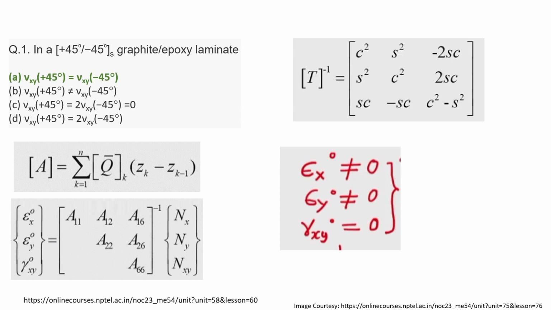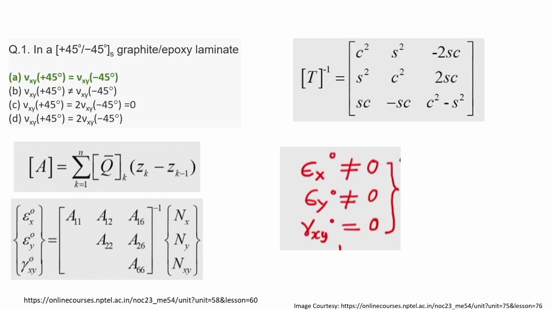Now, the first question is: in a plus 45 degree and minus 45 degree symmetric graphite epoxy laminate, which of the following options are correct? The options are whether mu xy for plus 45 degree is equal to that for minus 45 degree, or it is not equal to each other, or mu xy plus 45 degree is equal to 2 times mu xy minus 45 degree, or mu xy plus 45 degree is equal to mu xy minus 45 degree and equal to 0.